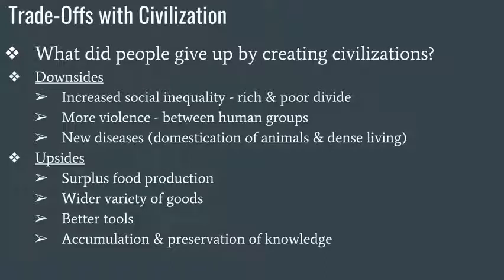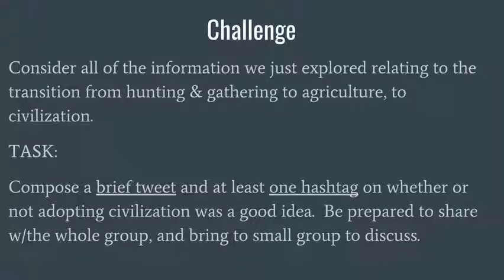So here's the final thing I want to close with for you for small group on Monday. There's a challenge. Consider all of the information we just explored relating to the transition from hunting and gathering to agriculture to civilization. Here's your task to bring to small group. You're going to have a moment here to get started.